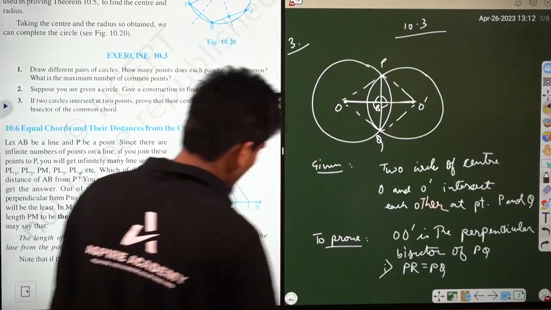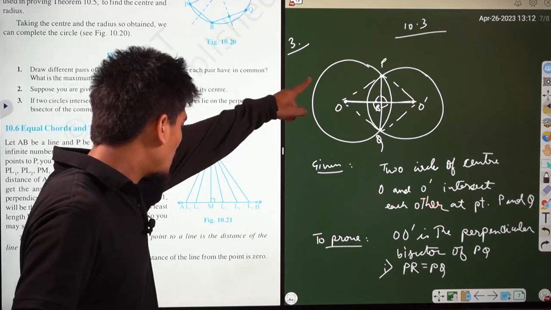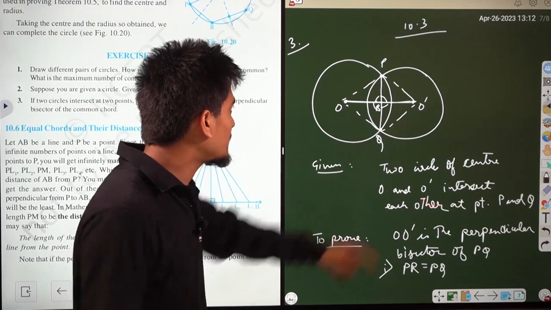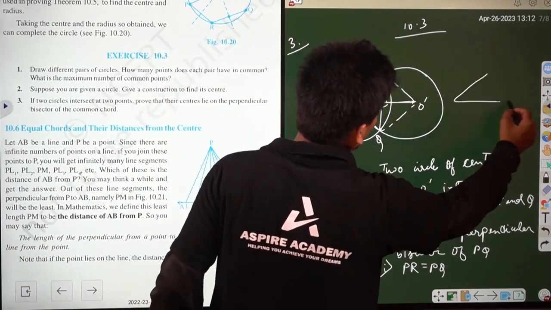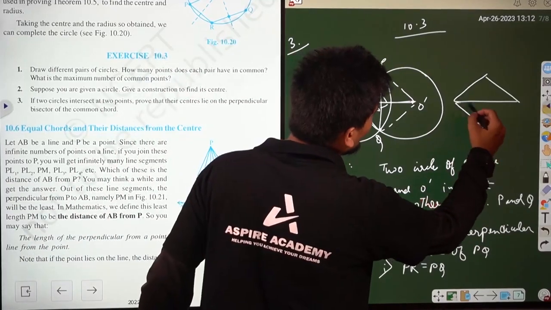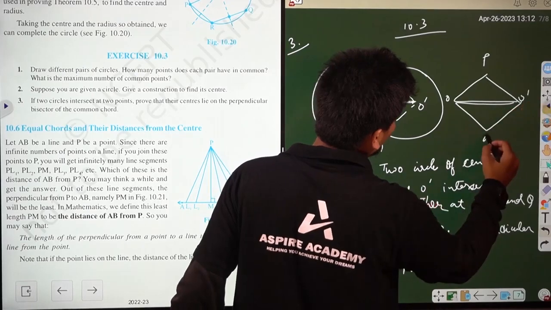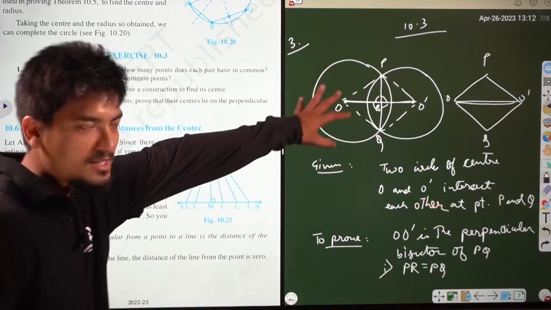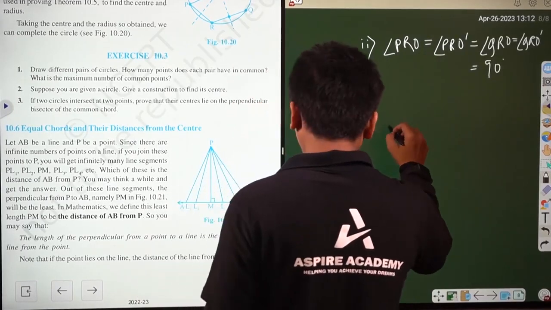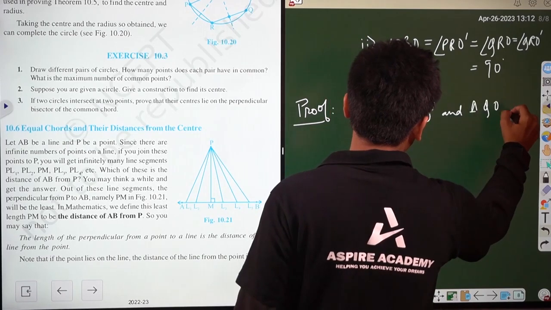See, now see, in triangle PO and O dash. That means let us take this triangle first. Okay, and next Q, O and O dash. This is P, this is O dash, and Q, O and O dash. Let us take these two triangles. So, in triangle POO dash and triangle QOO dash.